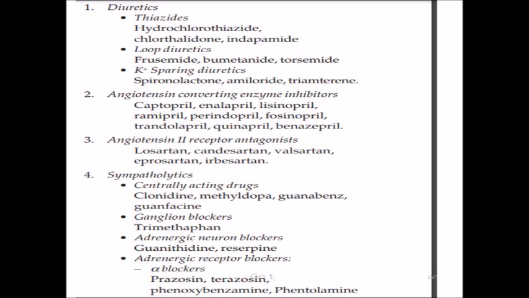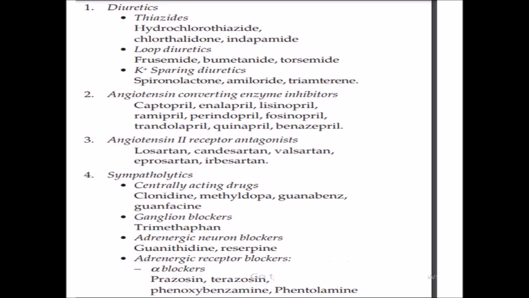The second group of drugs used as antihypertensives is angiotensin converting enzyme inhibitors or ACE inhibitors. These are pril drugs: captopril, enalapril, lisinopril, ramipril, perindopril, fosinopril. All the drug names ending with pril are ACE inhibitors. Then we have angiotensin 2 receptor antagonists. These drugs are losartan, candesartan, valsartan, eprosartan, irbesartan. So what did you notice in common? Sartan, drugs ending with sartan.